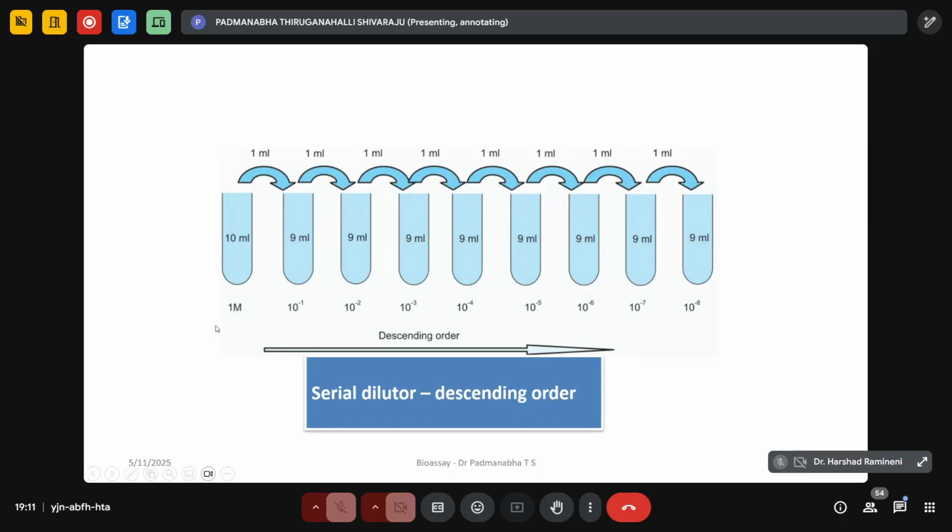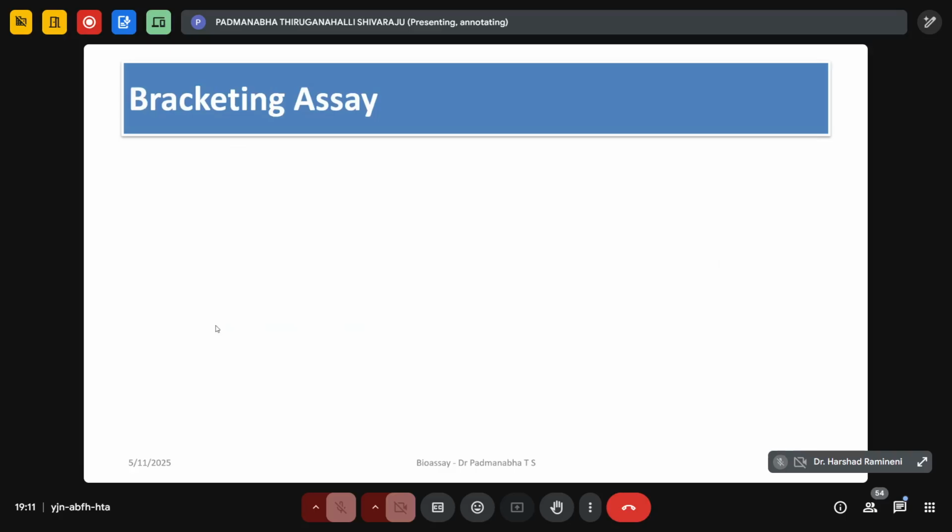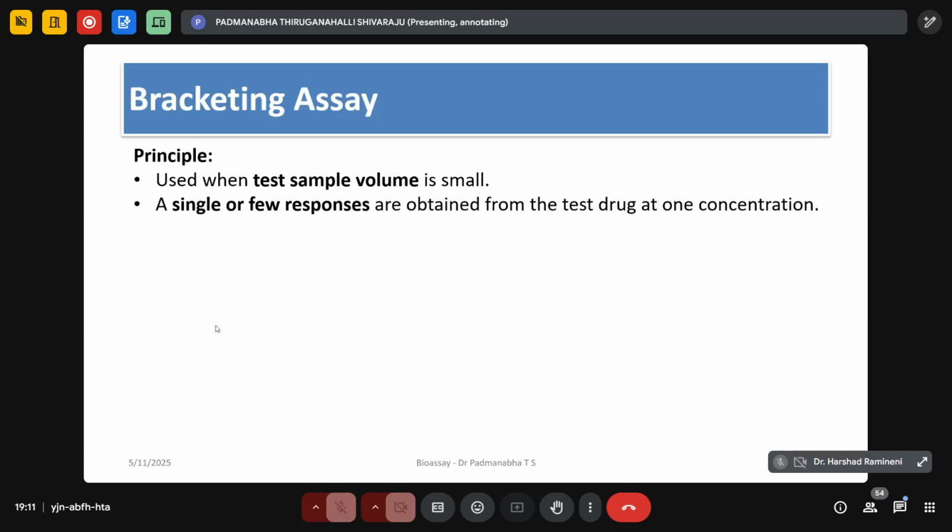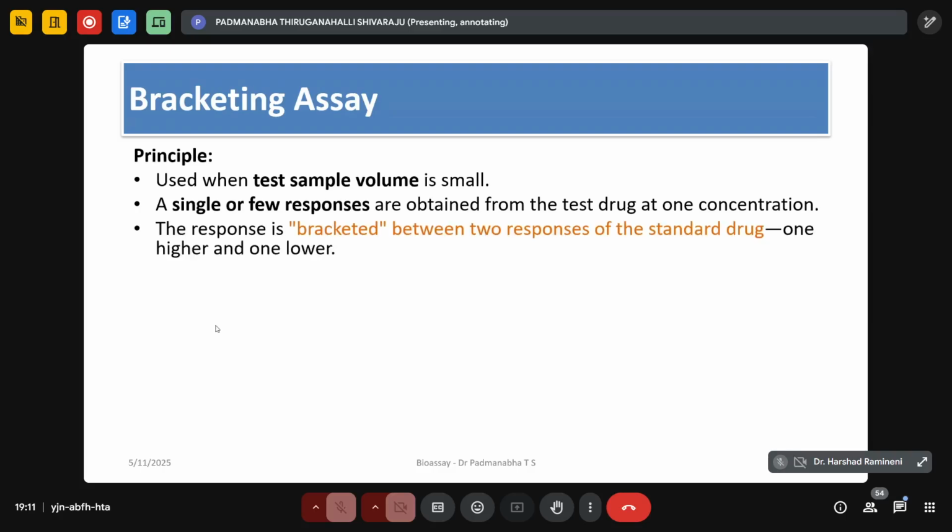Coming to the bracketing assay, it is used whenever the tissue samples are low. So if the tissue sample is very small, a small piece of tissue, in such a case you can go with the bracketing assay. The bracketing assay helps to cut down the time, and only a few responses are enough to determine the concentration. So the response is bracketed between two responses of the standard drug.